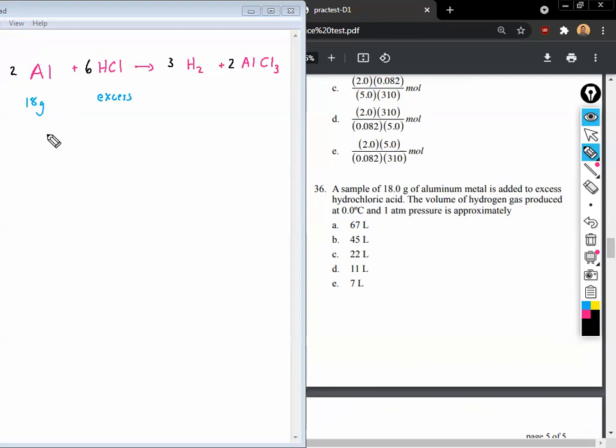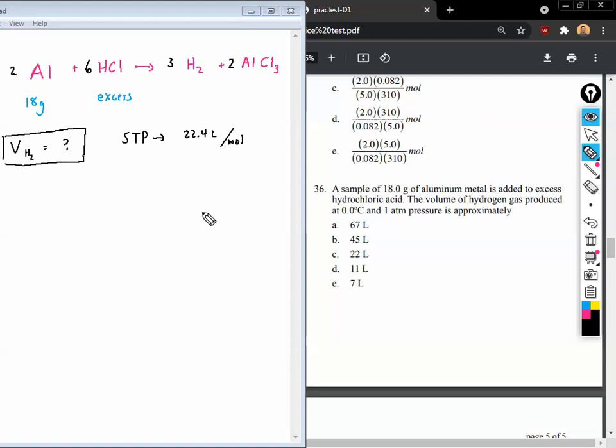And it looks like we are looking for the volume of H2 gas that's produced. That's what we're looking for. And if you guys take a look at this, it says it's 0 degrees Celsius and 1 atmosphere. What does that tell us? Yeah, it's STP. And if we have STP, what does that tell us about the volume? Yeah, 22.4 liters per mole. Okay, so we can solve for the volume of hydrogen gas.